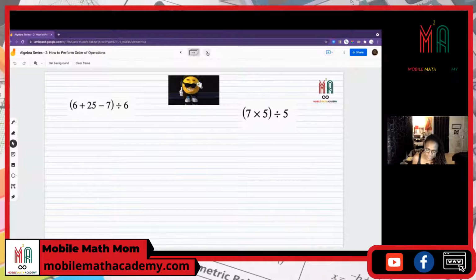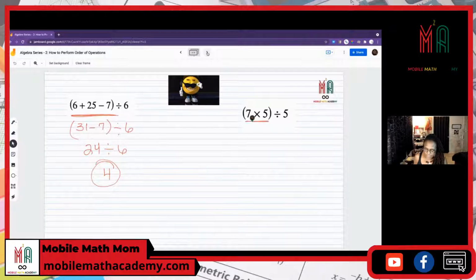All right. So the next one, we have, remember, parentheses. So we're going to look at these parentheses. Now we have to consider our order of operations inside the parentheses. So we go from left to right. We have addition and subtraction here, so we're going to go from the left to the right. And 66 plus 25 is 31. Minus 7. We're not done with our parentheses yet, right? All right. 31 minus 7 is 24 divided by 6, and that's 4.